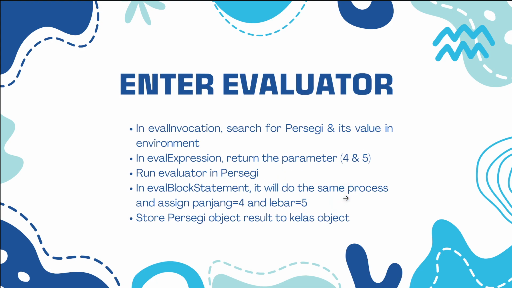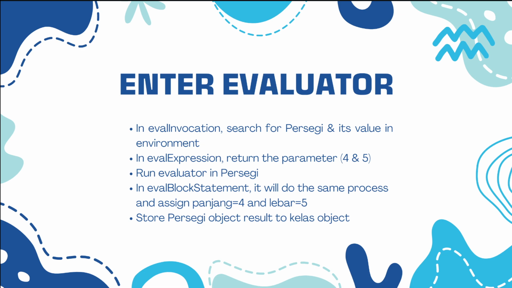Okay, so after doing all the process, we finally enter the last section, which is the evaluator section. Inside this, first, if we reference our earlier code, it will search for the persegi object and its value in the environment. And then in eval expression, it will evaluate the arguments. In this case, it is 4 and 5.